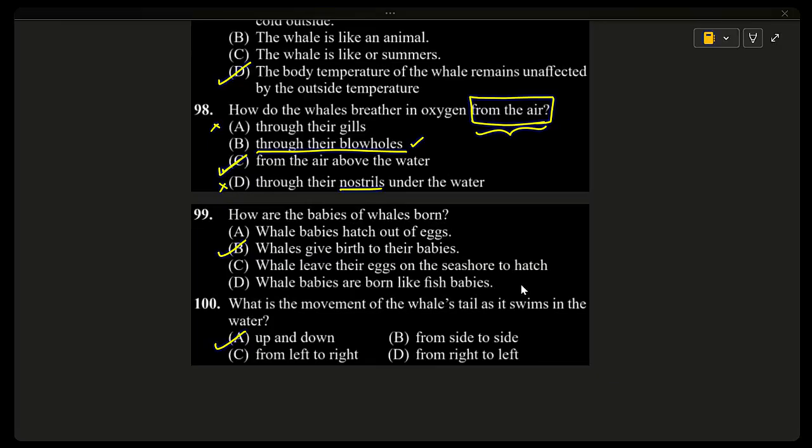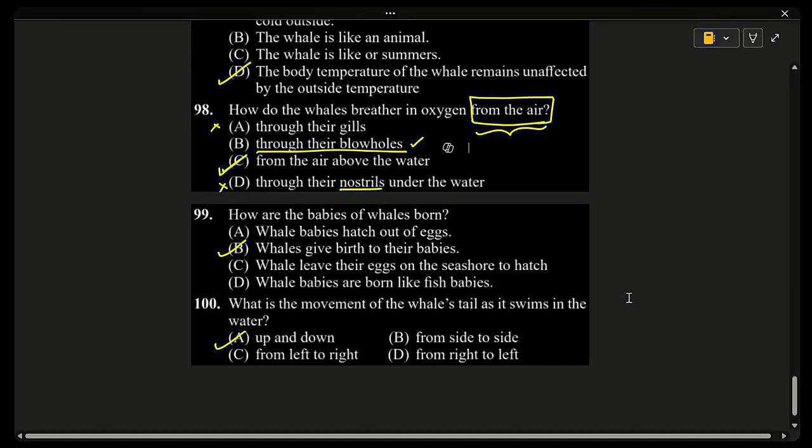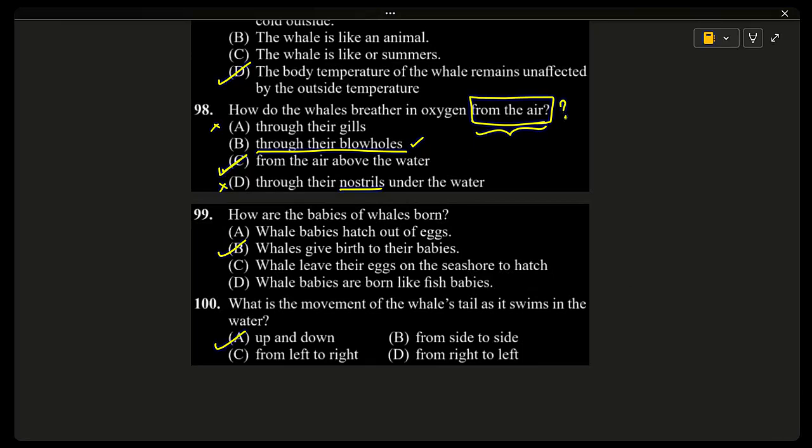Chidrupa. Yes. Sir, 90th question, option B is also correct, sir. Yeah, just now I told you, option B is also not wrong, through their blowholes only, but they mentioned from air. Which air? They are asking about the air above the water. Technically both are correct, B and C, but in this context they are asking which air, the air above the water. That is option C.